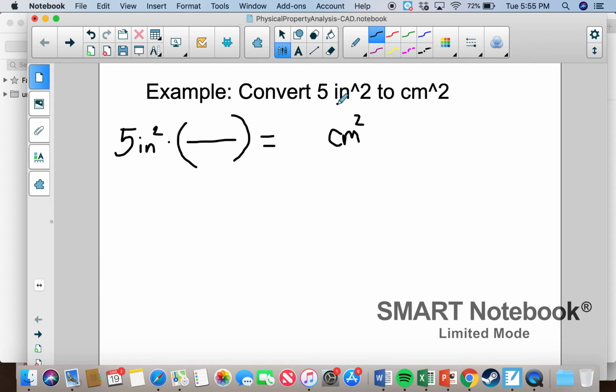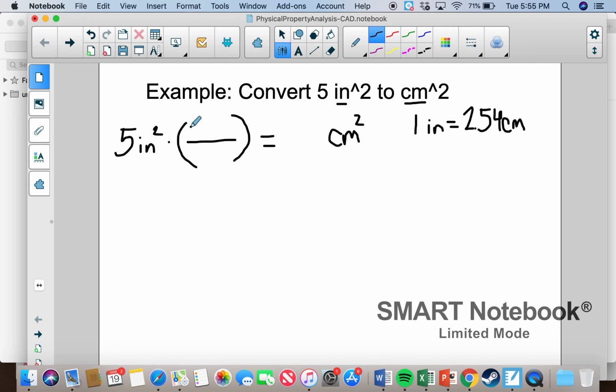So I first want to look at the equivalence between normal inches and normal centimeters, and that's on your formula sheet. If you look on your formula sheet, you should see that 1 inch is equal to 2.54 centimeters. That is the equivalence between inches and centimeters. So I'm going to put this equivalence into my conversion factor.